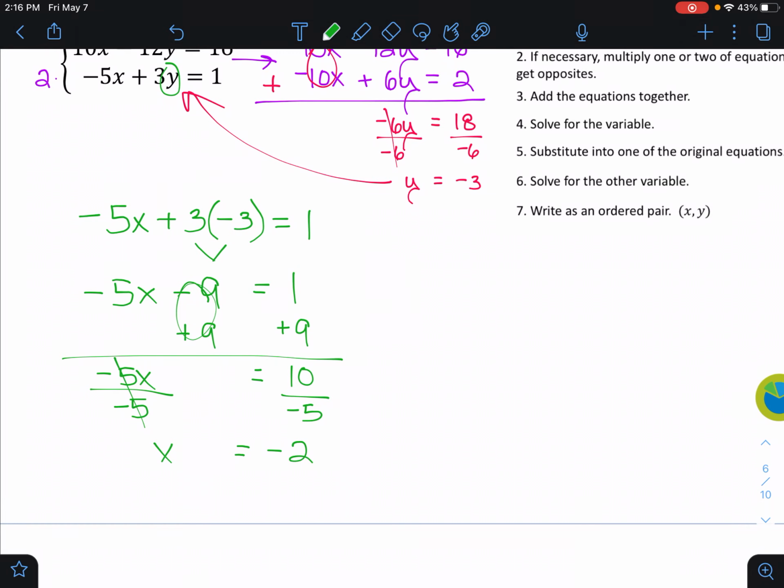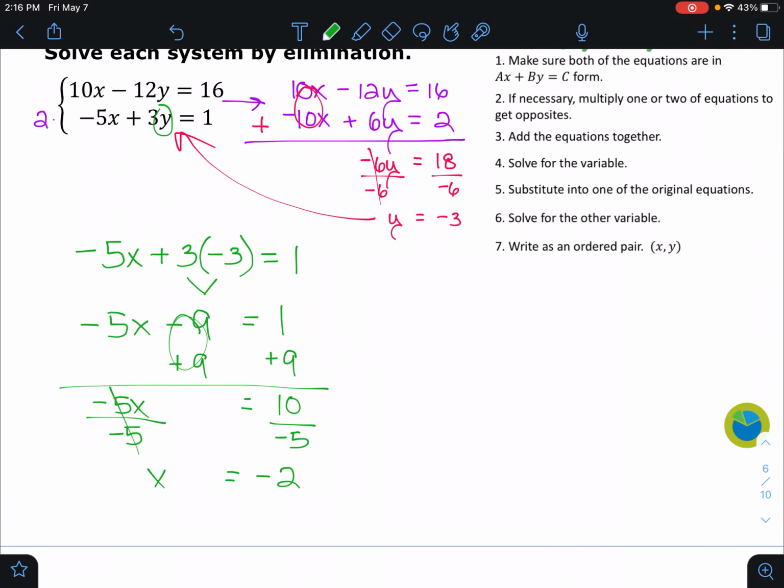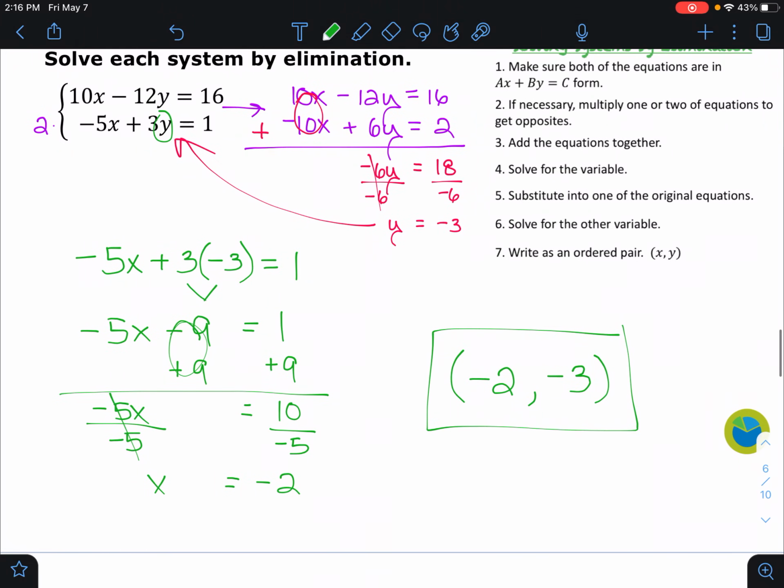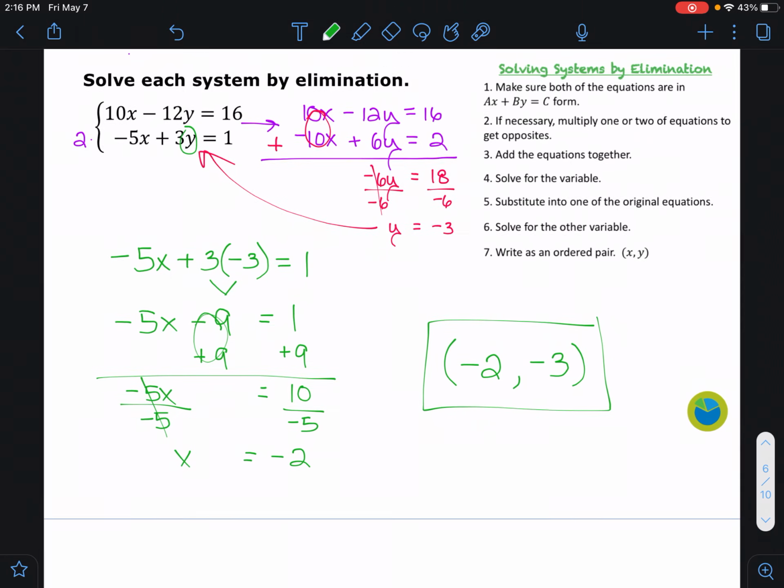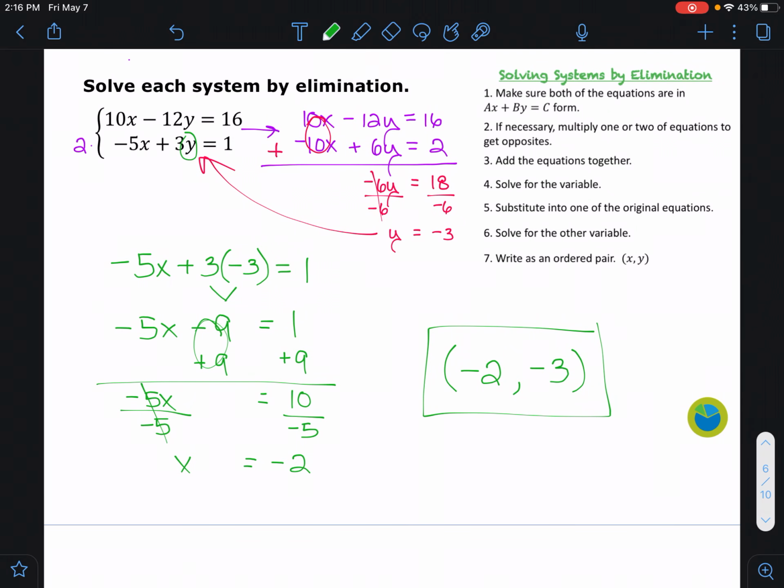So now I'm done, other than I just need to write my answer as an ordered pair. So x goes first, then y. So these two lines up here cross at this point. Negative 2, negative 3. That's what that means. And we just used elimination. And this time we had to multiply the bottom equation by something, in this case 2, to get opposites.